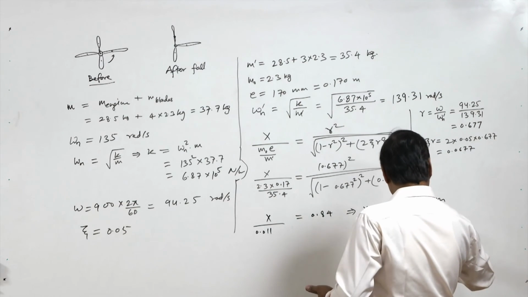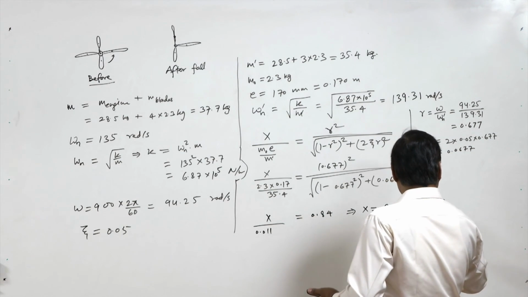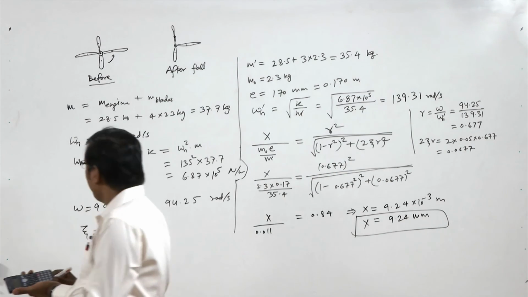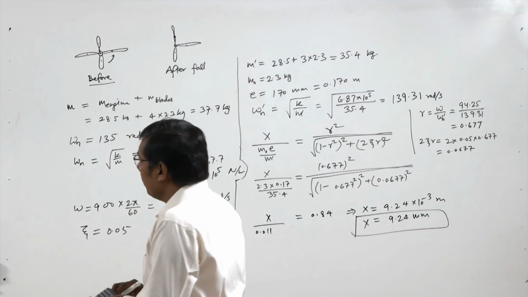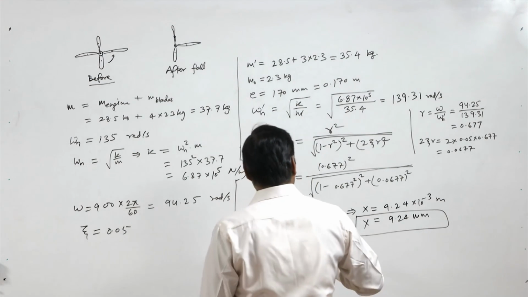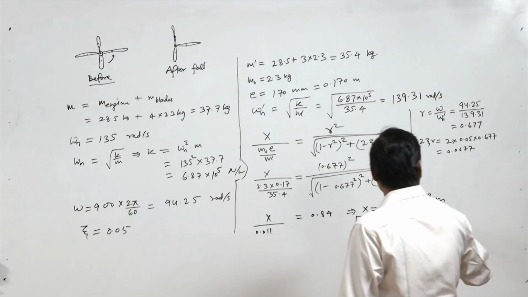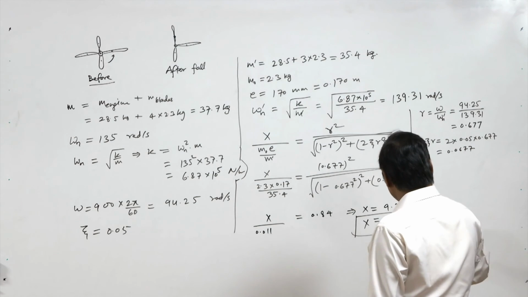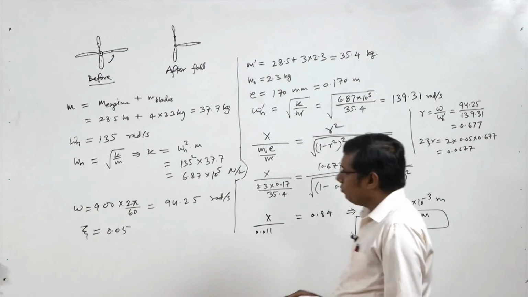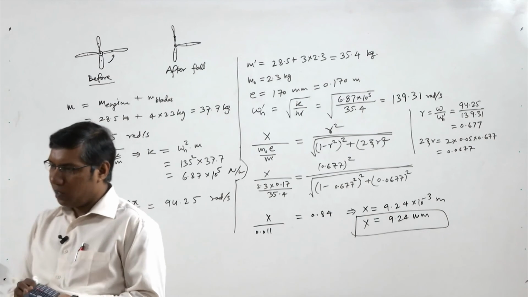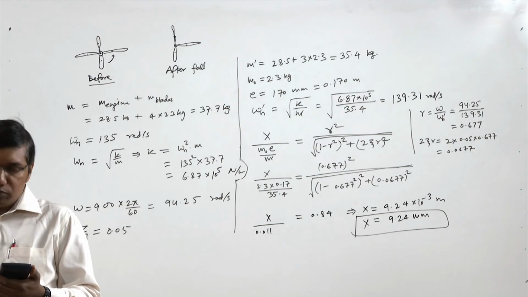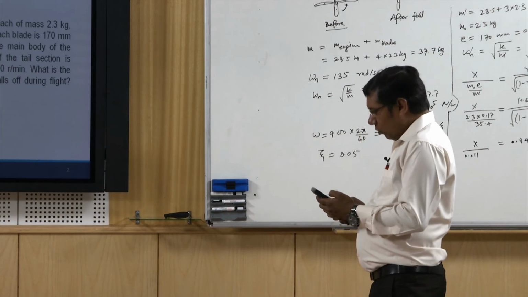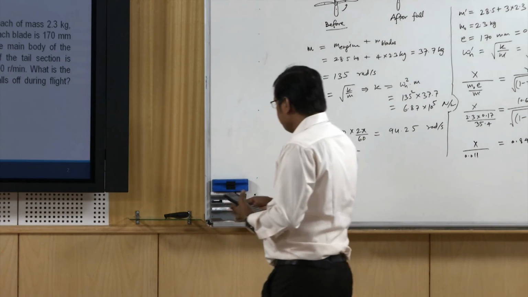So it is 9.24 millimeter. So it means that the system will vibrate in some harmonic motion, okay, and the amplitude of that motion will be 9.24 mm. So now we go for the next example.